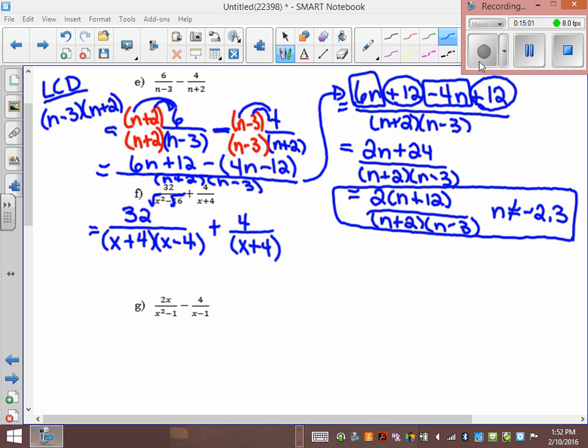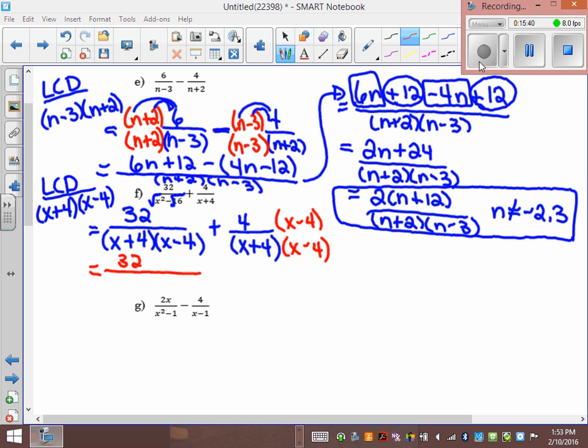What factor do they share in common, the denominators? McKinley, what factor do the denominators share in common? X plus 4. So I know my lowest common denominator is going to have an x plus 4. But what else is it going to have, McKinley? X minus 4. So the one on the left is good. It already is the common denominator, right? The one on the right I have to multiply by x minus 4. So nothing happens to this one.